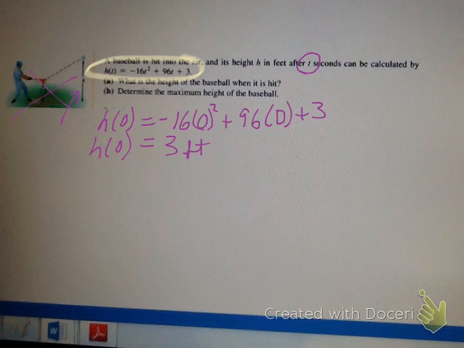picture at all. And you want to make sure that you understand that, because a lot of times they will not give you a picture. Most of the time on a final, they'll just give you the story that goes to it. So then they say, determine the maximum height of the baseball.